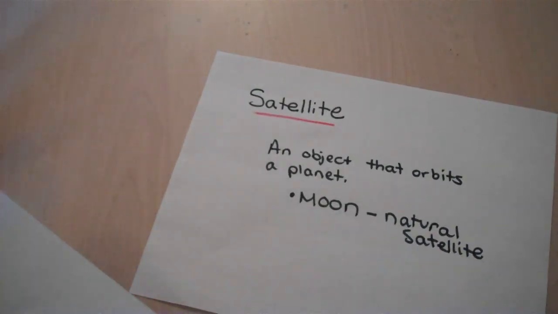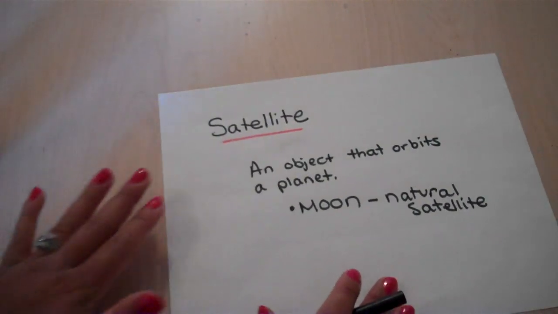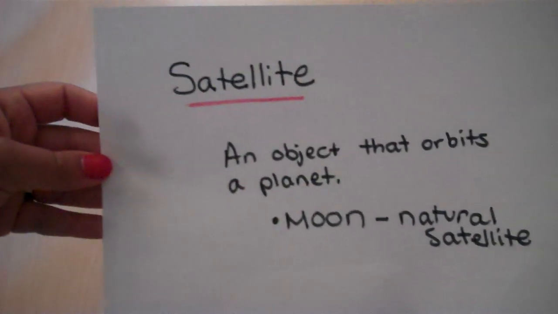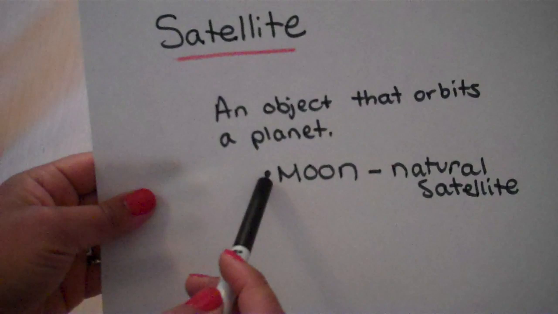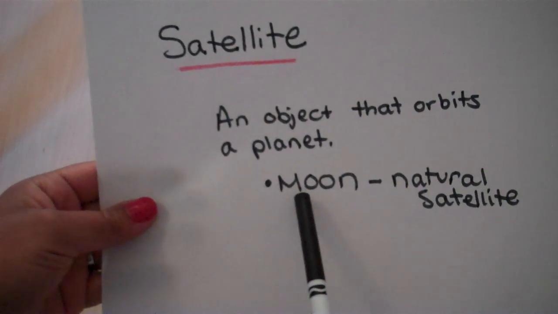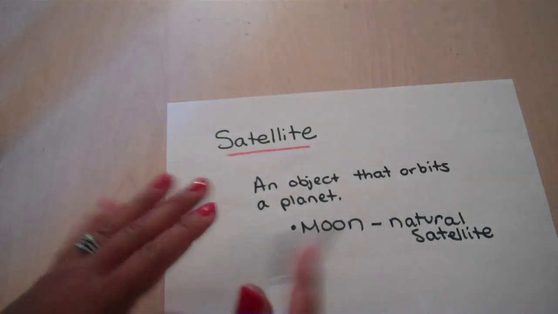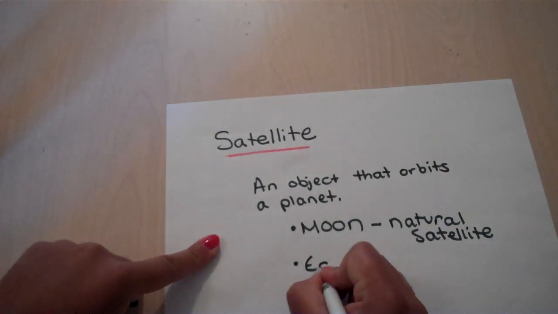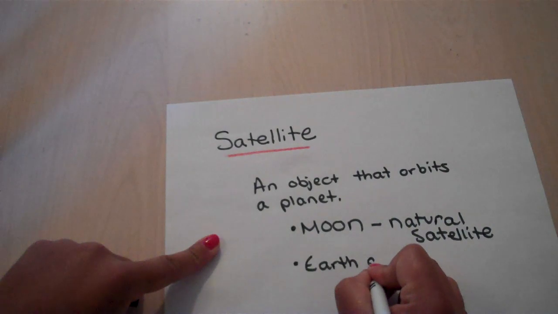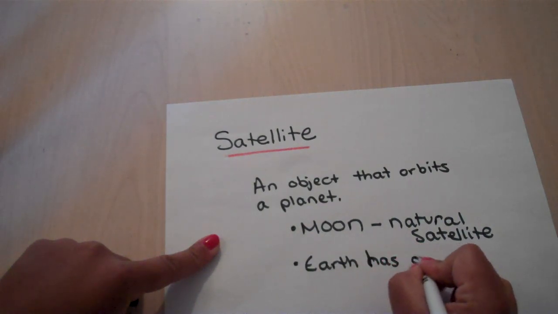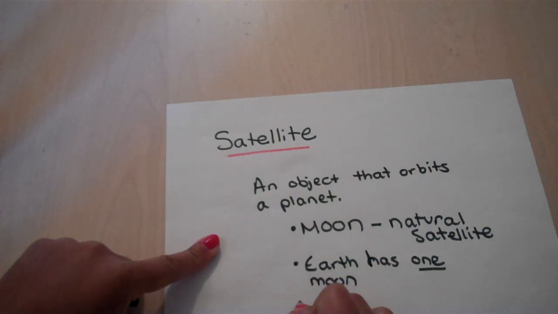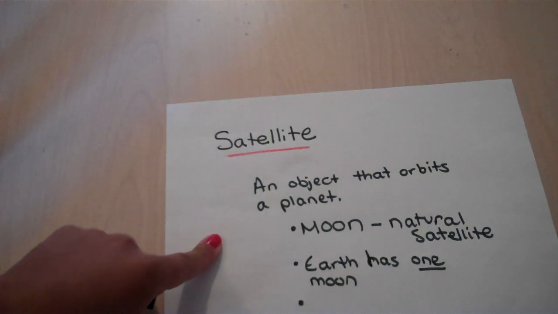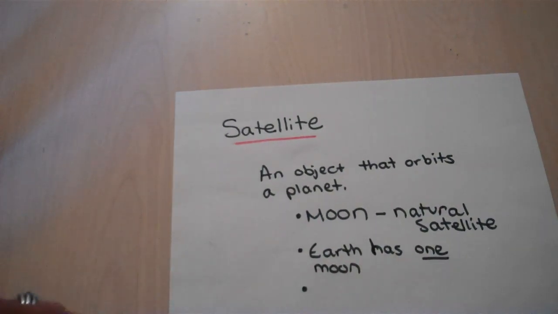The next word we're going to look at is satellite. Let me just get this in view and get this up. And of course, the first thing we'll read: an object that orbits a planet. Notice under here I put a little bullet because a moon is a natural satellite, and the Earth has 1 moon. That's really in another section, but let's put that down.